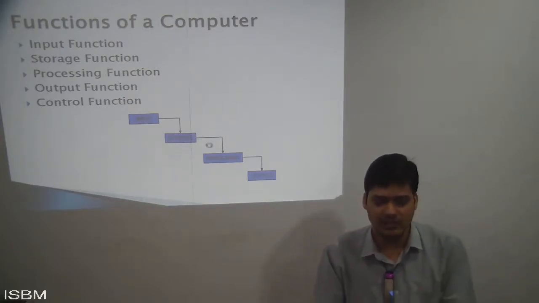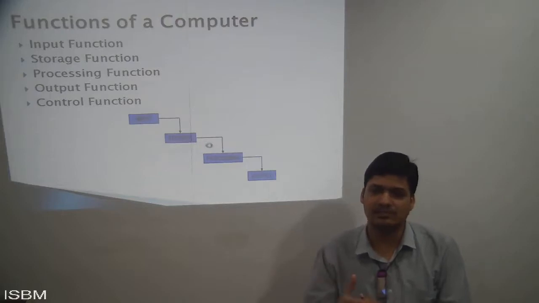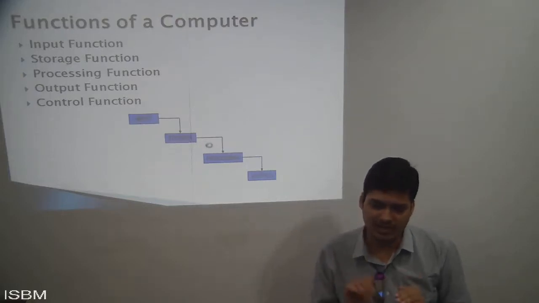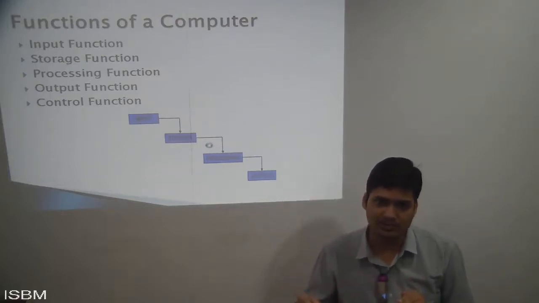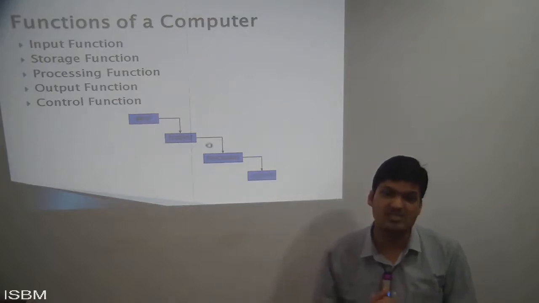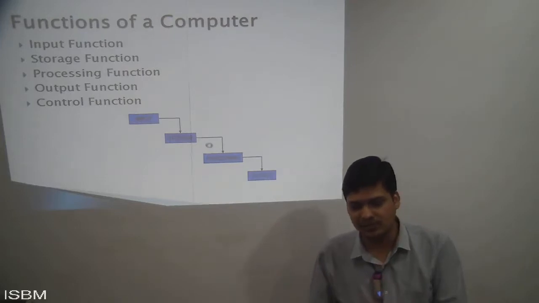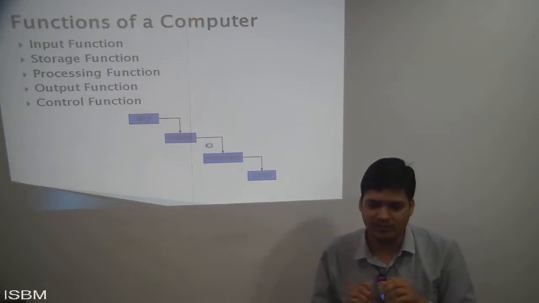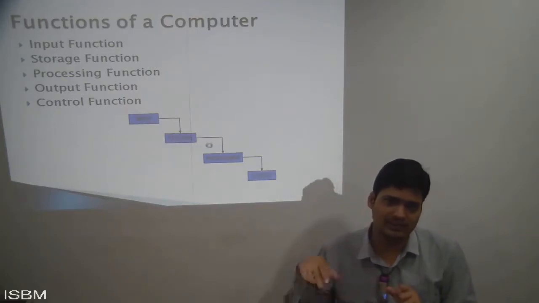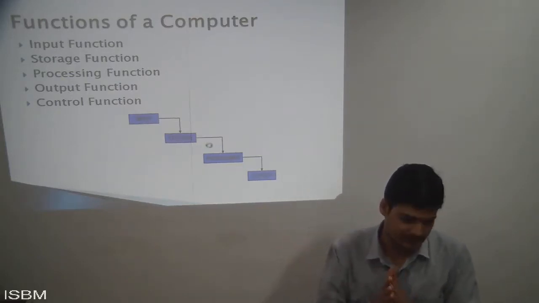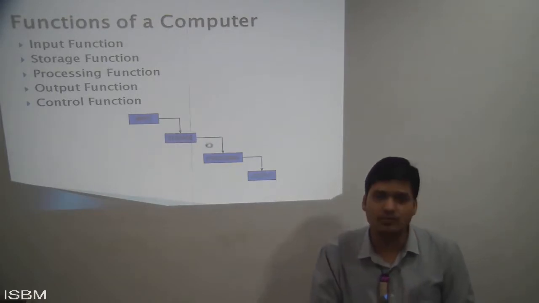Then the processing function. Processing function in the sense of process. When we give any command, it will process those things and show you the output with the help of the CPU, the central processing unit. What is the central processing unit? It will process the thing. It will process whatever command you give, and it will give you the output. The fourth one is the output function.